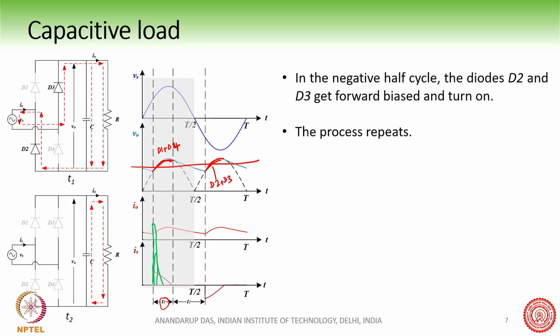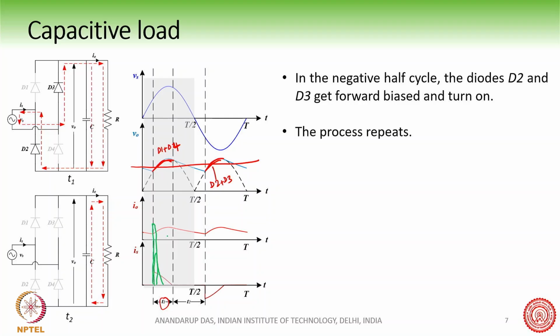So this is a big problem. If you increase the value of the RC time constant, or if you increase the value of the capacitance, the T1 will become smaller and smaller, and the input current will become more and more peaky in nature, with a very sharp rise.